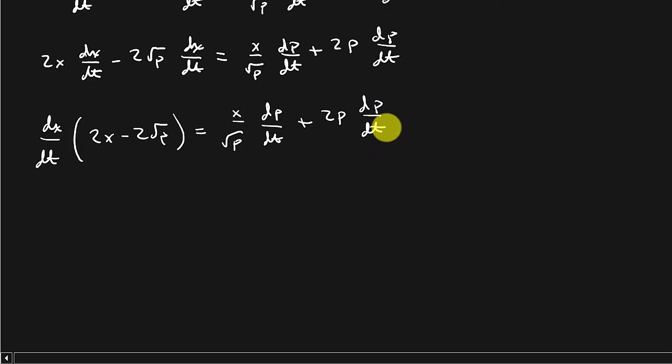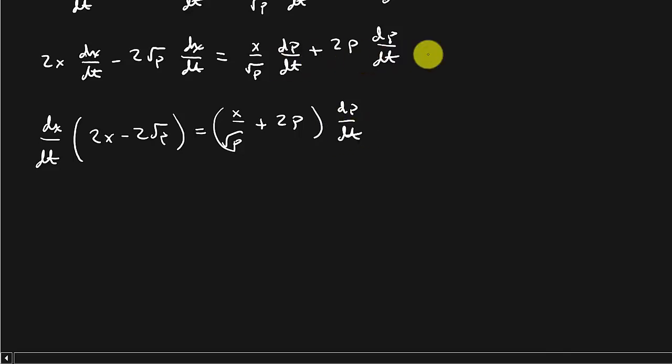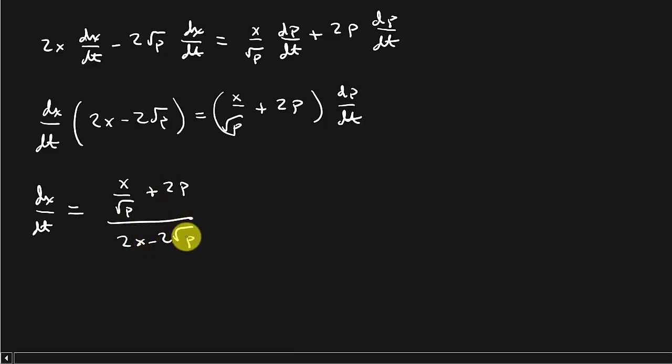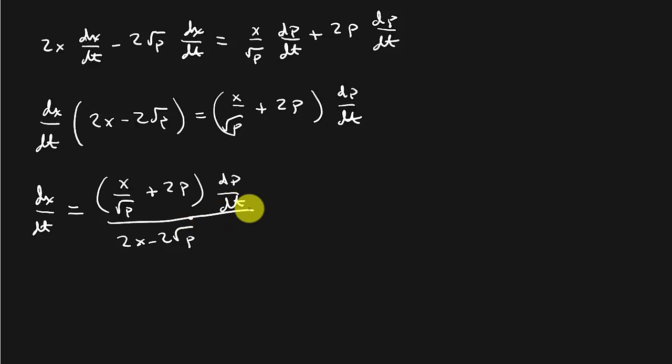And I tell you what, from this step to this step, I'm actually going to redo that. And I'm going to write this as plus 2p times dp/dt. I'm going to factor out that common factor of dp/dt. I mean, why not, right? And so now I'm going to divide both sides by this. So I get dx/dt is equal to x over square root of p plus 2p over 2x minus 2 square root of p, and this is times dp/dt. All right. So far, that looks pretty good. I don't think I've messed anything else up.